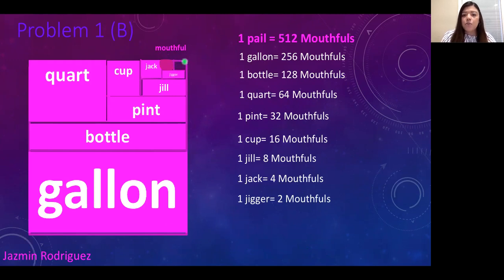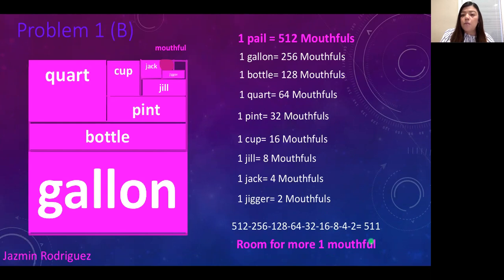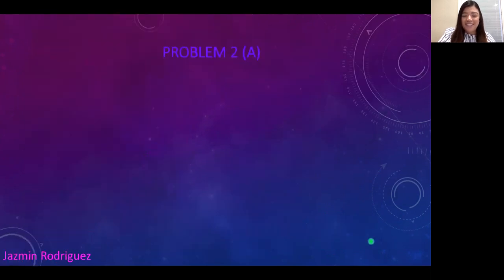But if we want to determine this mathematically, what we know is that 1 pail is equal to 512 mouthfuls, correct? So we'll subtract all the mouthfuls that we just put into our pail. And then when we do that, we're going to get that our total is going to equal 511. So if it fills up with 512 and we put in 511, that means that we have room for 1 more mouthful. That all was a mouthful.